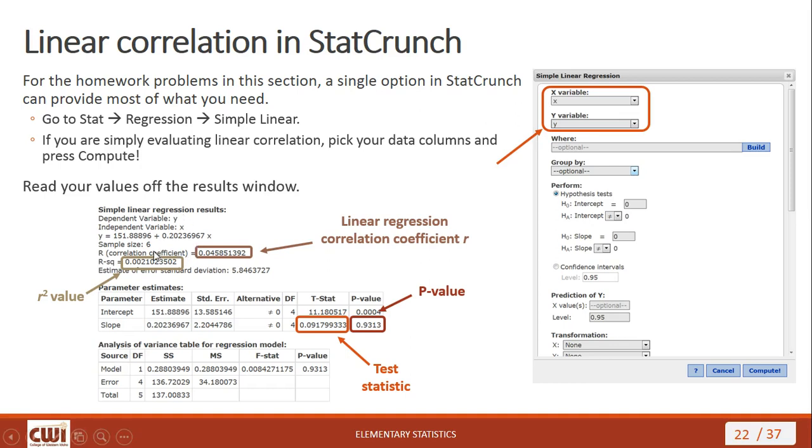Notice that before we were using our R value for the test statistic, 0.04585, and so on and so forth. The true test statistic here in this case is 0.091799.